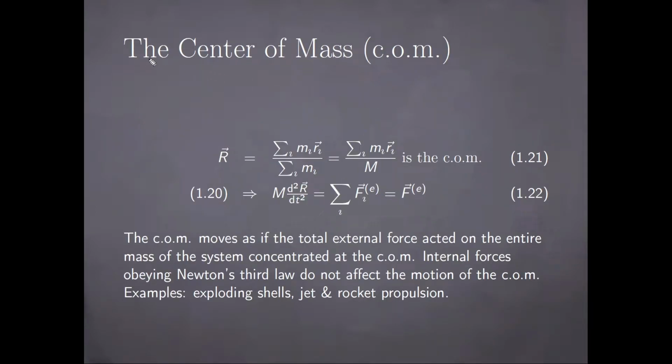In this case, we can define what is known as the center of mass, denoted by capital R, and it is equal to the sum over all particle radii weighted by the corresponding particle masses and divided by the total mass of the system. With this definition, Newton's second law takes the simple form of the total mass of the system multiplying the acceleration of the center of mass being equal to the total external force that is being applied on the system.